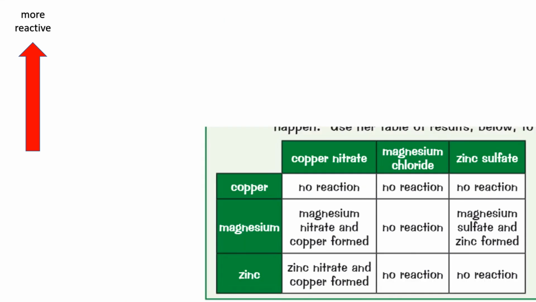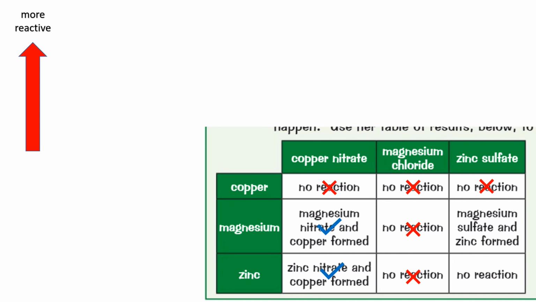Here's another example. So this is one I've just pulled straight out of the revision guide, and you can see there's a lot more writing there. It looks a lot more complex. So the first thing I would do before I try to put these in order of reactivity is wherever there's no reaction, I'm going to put a cross, and wherever there is a reaction, I'm going to put a tick. So no reaction, no reaction, no reaction, no reaction.